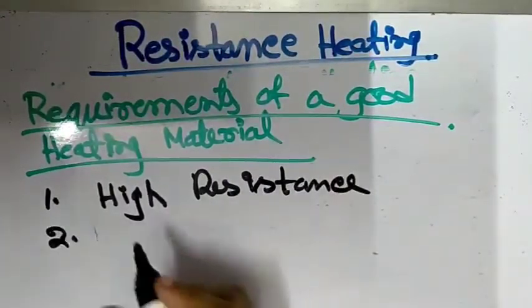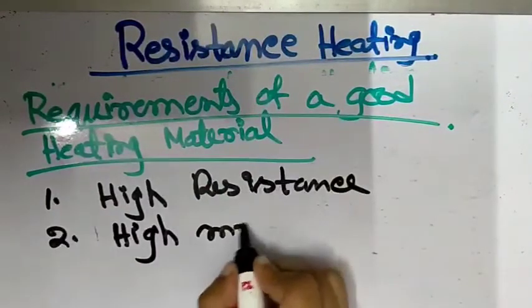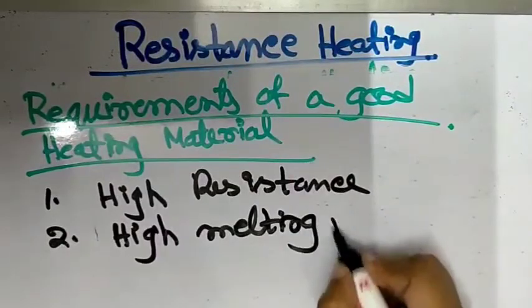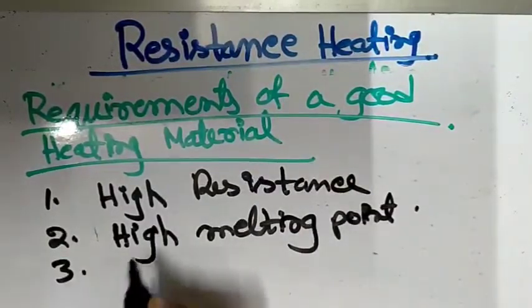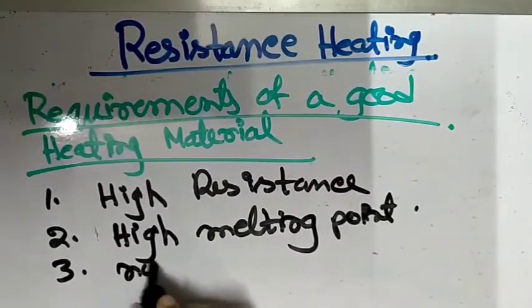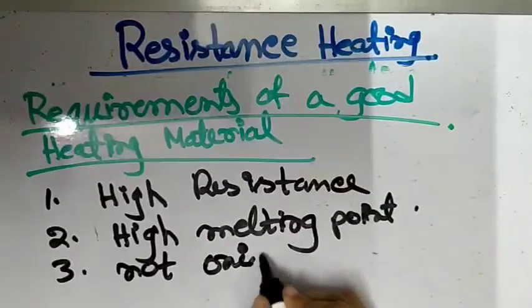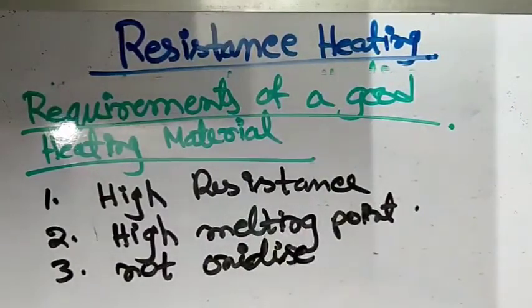Next, it should have a high melting point. Next, it should not oxidize at the temperature of the furnace, otherwise we will require frequent replacement of the element.